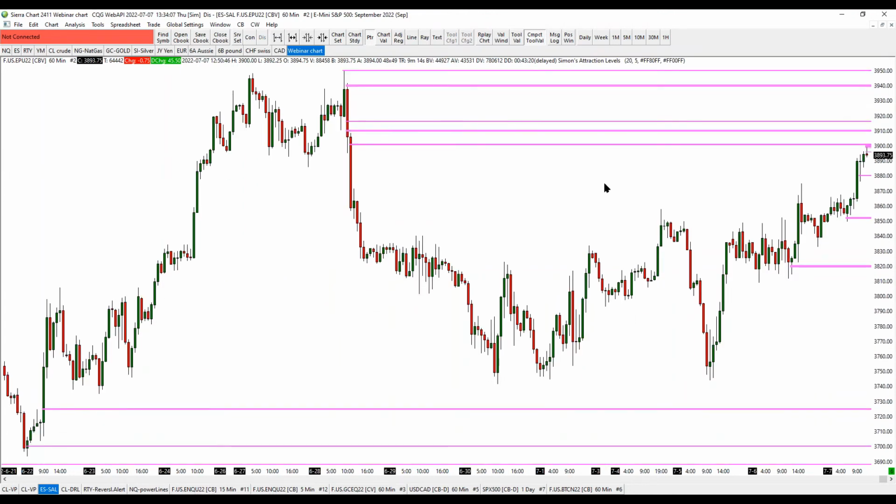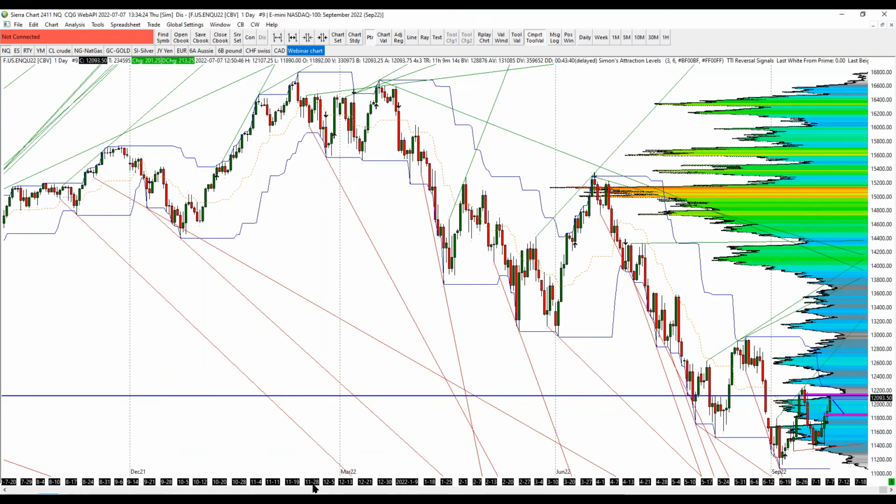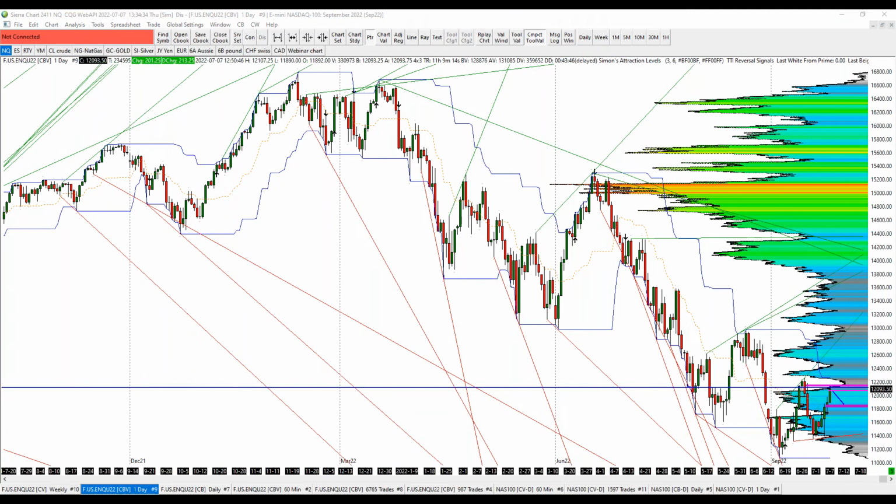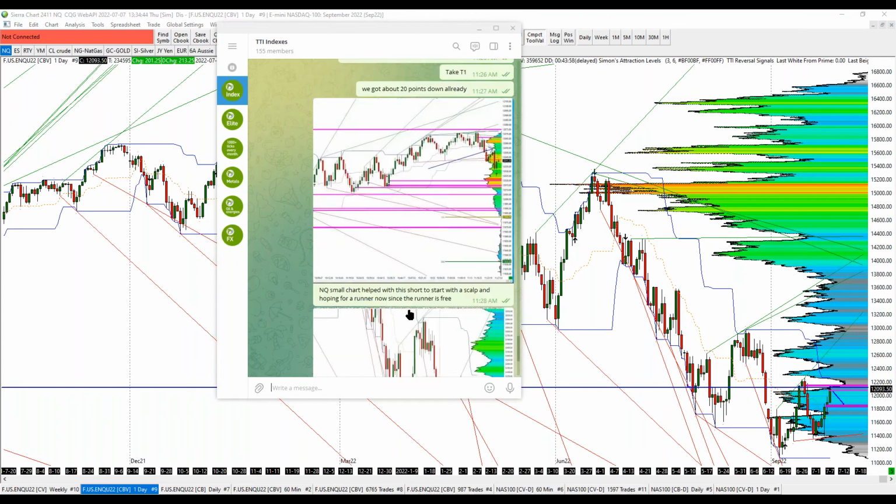So that's the SAL indicator. How do we use it? What is the purpose of it? Let's go back to the charts and let's see. NASDAQ, for example. On NASDAQ, I called a trade today. I'll show you. Bear with me.